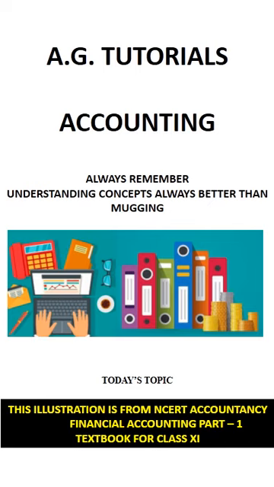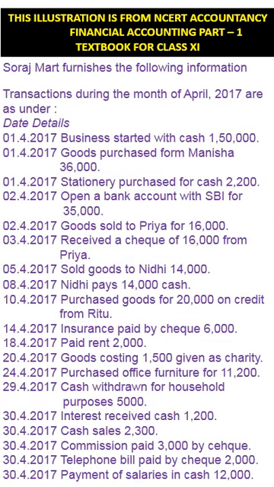So this is our first video, and we are starting it with an illustration from the 11th class NCERT textbook. So let's see. Friends, this is the illustration, and we will discuss each and every transaction. So this is our first transaction: the business started with cash of rupees 1,50,000.